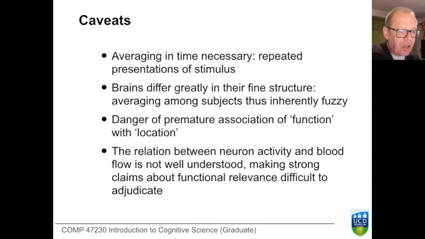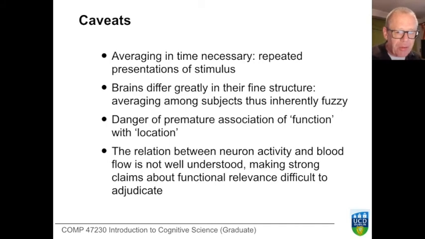Now, I'm not sure what you can learn from this, but it is necessary to remember that whatever is going on is very static because it requires this averaging over time. And I'm fairly sure that from a subjective point of view, the viewer of the kitten the first time will interpret that picture differently from the same viewer looking at the same picture for the 150th time. Another limitation of these kinds of studies is that, as I said, brains differ greatly in their fine structure from one individual to another. So averaging among subjects produces data that are difficult to interpret.